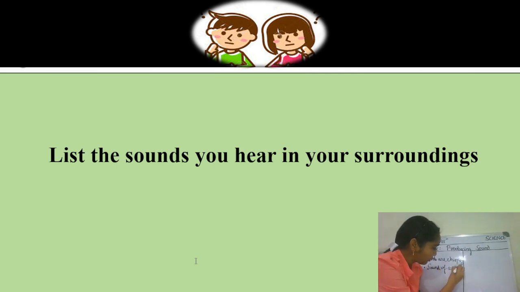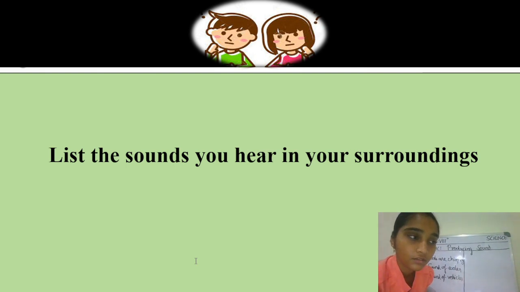Yes, and students, what about your examples? You might be hearing the sound of vehicles around you. It might be possible, right? Sound produced by vehicles. Very good. And what else? What type of sound can you hear here? Yes, it might be that some persons are also speaking around you, right?